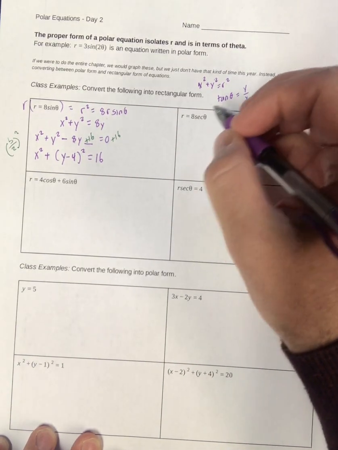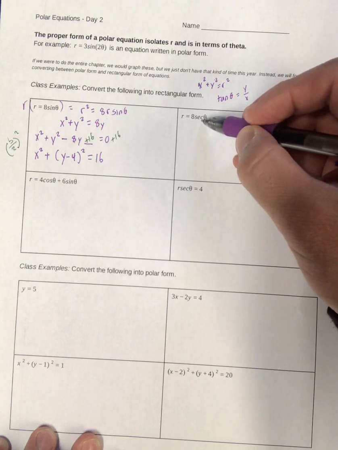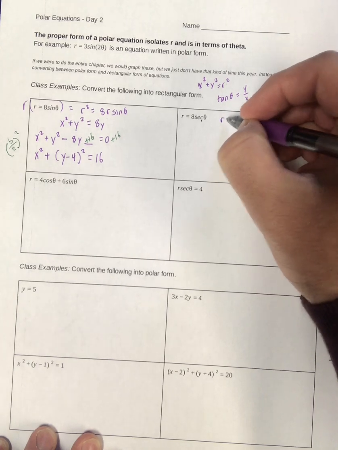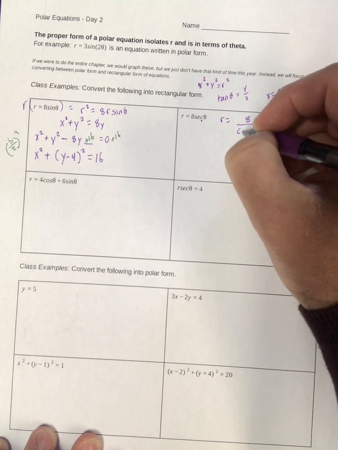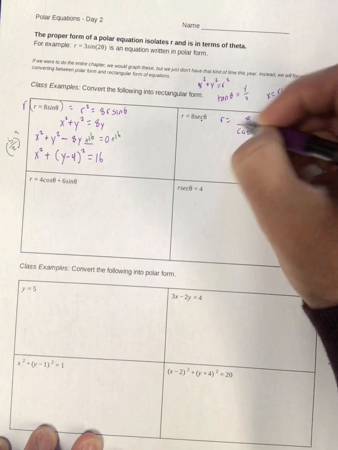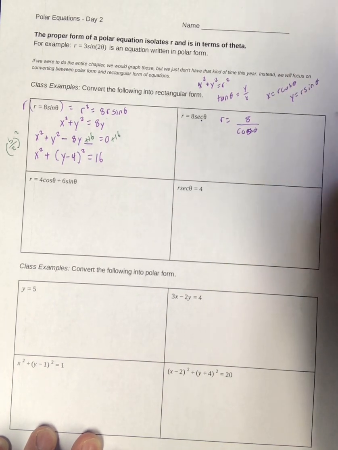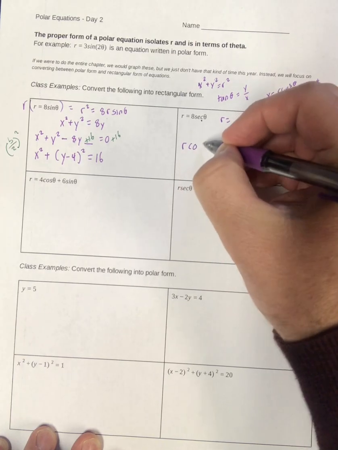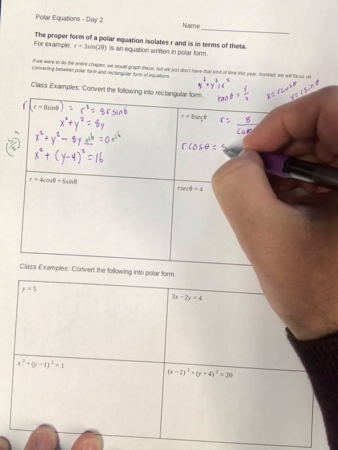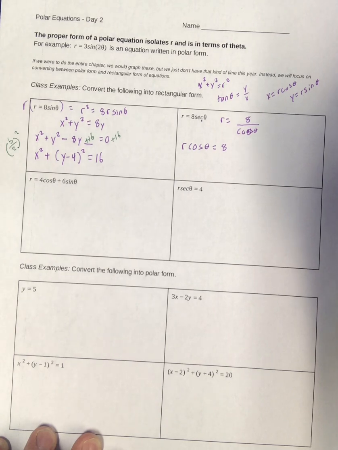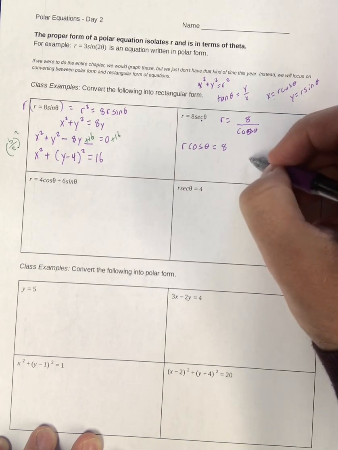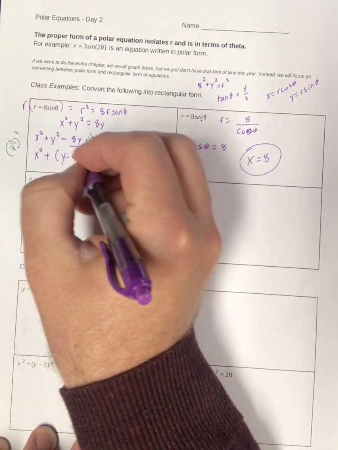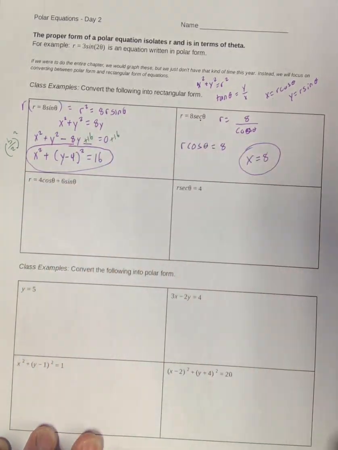So for this one, it's going to be a little bit different because you see secant is the reciprocal identity, which is different than the sine in the prior problem. So I'm just going to rewrite it as 8 over cosine theta, because secant can be written as cosine in the denominator. Then I'm going to multiply the cosine theta over, so I get r cosine theta equals 8. R cosine theta is x. So we end up with x equals 8 as the final equation. So it would just be a vertical line there.